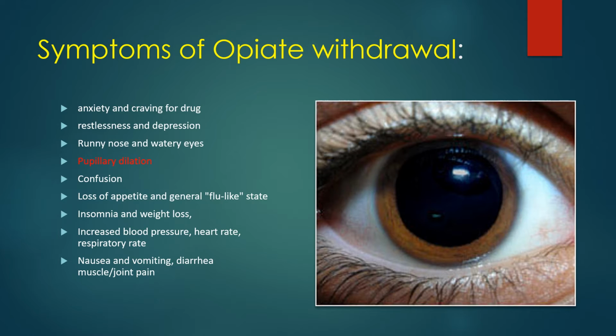Opioid withdrawal symptoms include a broad variety of symptoms after quitting or reducing opioids. Opioid withdrawal can cause anxiety, restlessness, runny nose, pupil dilation, nausea, vomiting, loss of appetite, confusion, chills, increased blood pressure, heart rate, respiration, and muscle and joint pain.